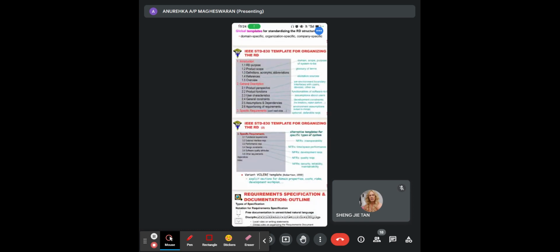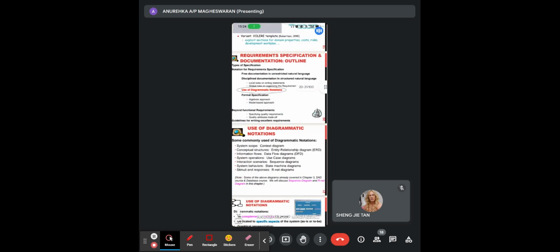Okay, now graphical notation. Most of the graphical notation I have covered in my previous lesson, but I will go through each notation quickly now, with an example diagram for each notation.